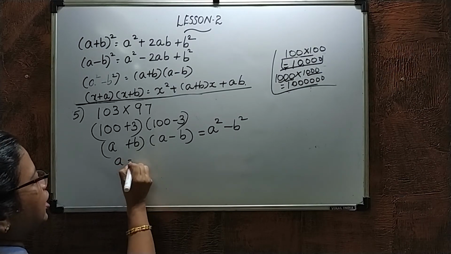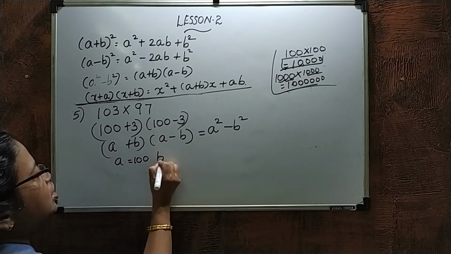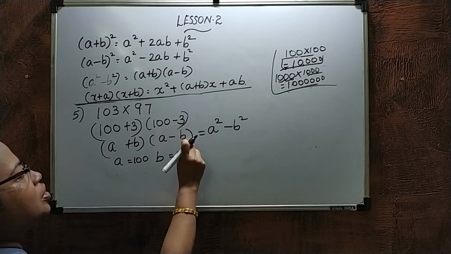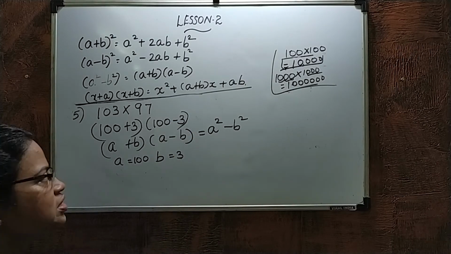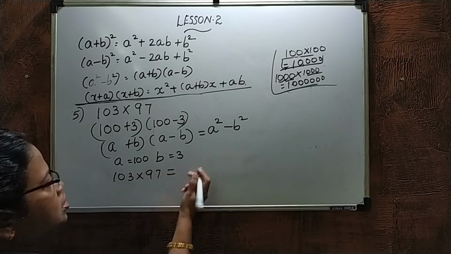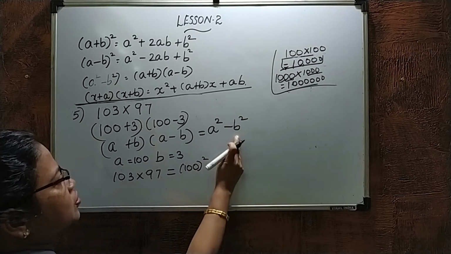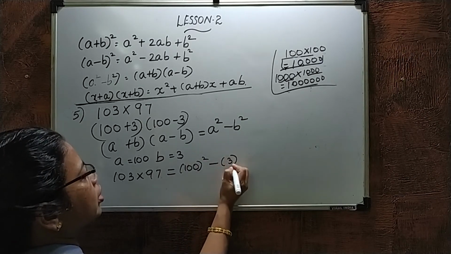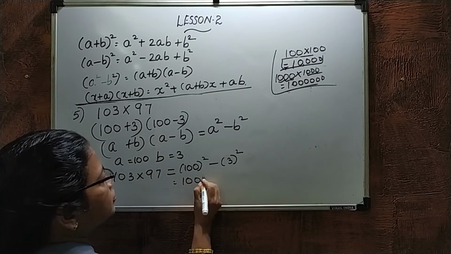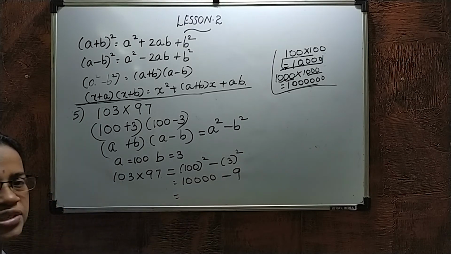What is A? A is equal to 100. And what is B? B is equal to 3. Here minus is there, minus is there, B is equal to 3. Okay. Now what is the next step? 103 into 97 equals A square, that means 100 square, minus B, which is 3 square. What is 100 square? It is 10,000 minus 9. What will you get as the answer?